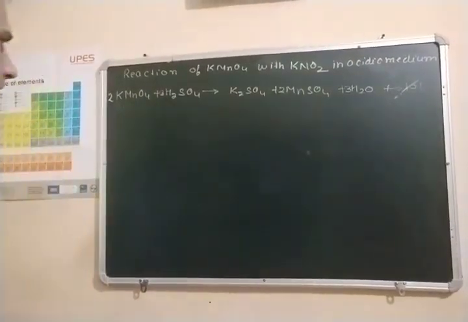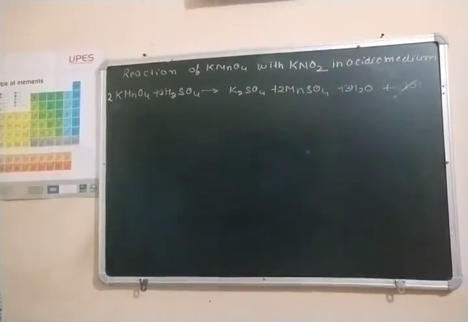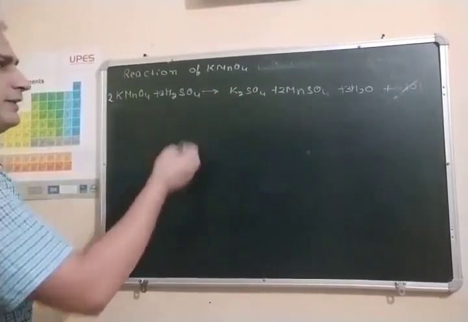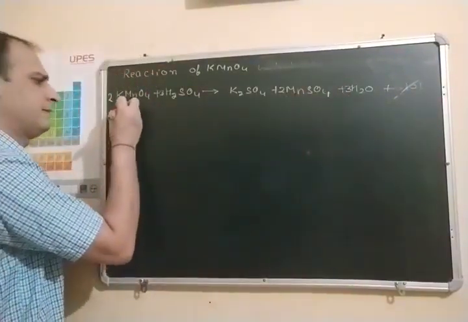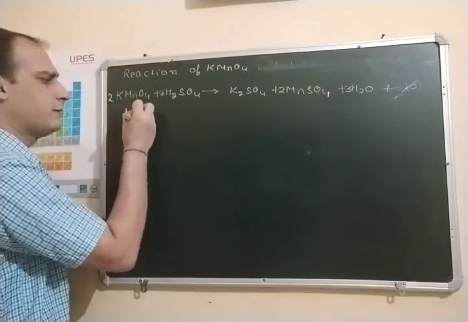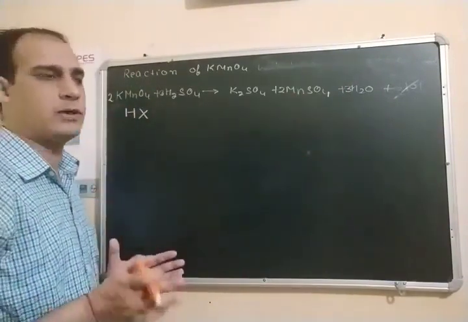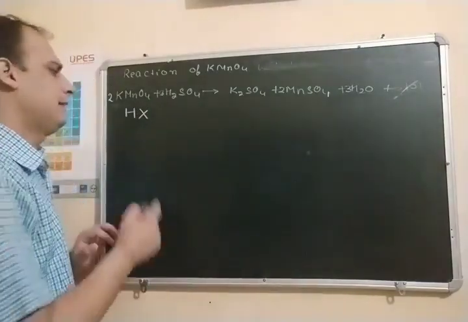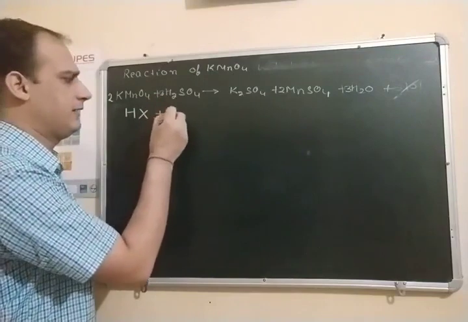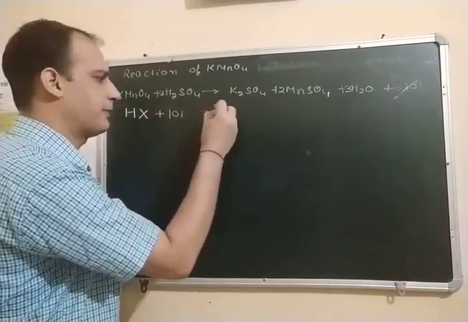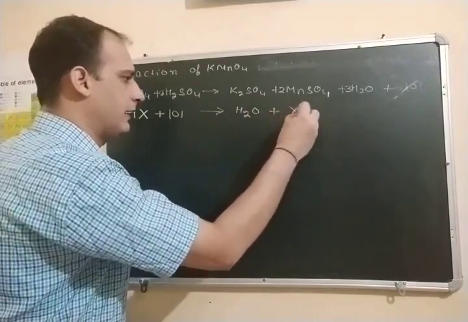So next is the reaction of KMnO4 with halogen acid. The first equation will remain the same, while I am representing the halogen acid here with HX. We have already studied halogen acids. What are halogen acids? Here I am representing the halogen acid with HX, and when it reacts with nascent oxygen, it will form H2O along with X2.